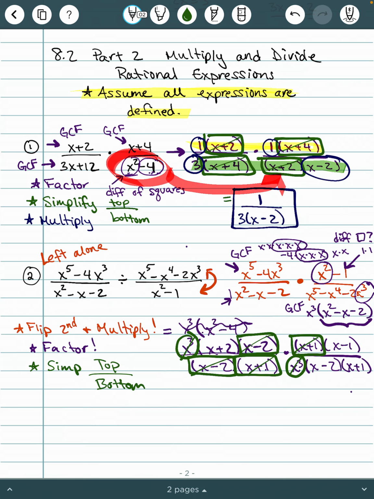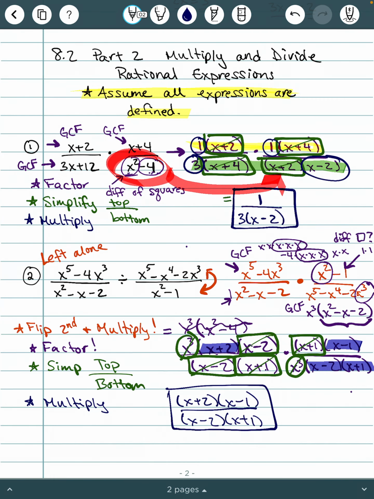I think that's it. So anything left behind is going to be part of our answer. So we've got this x plus 2 and this x minus 1 in our numerator. You don't need to multiply them together, just leave it in factored form. And in our denominator, we have those two things, x minus 2 and x plus 1. So that would be our final answer.